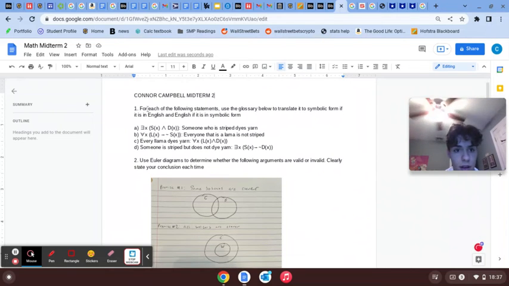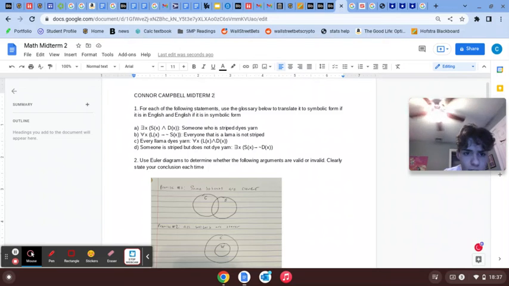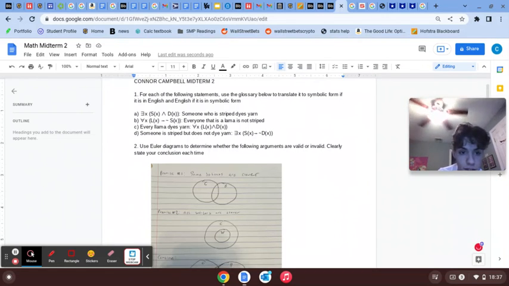Okay, so getting right into it, for each of the following statements, use the glossary below to translate it to symbolic form if it is in English. So here we have someone who is striped dyes yarn. Second one, we have everyone that is a llama is not striped. And then C, we have every llama dyes yarn. That is explained by those symbols. And then we have someone is striped but does not dye yarn, explained by the symbols. The last two are in symbolic form. The first two were converting to English.